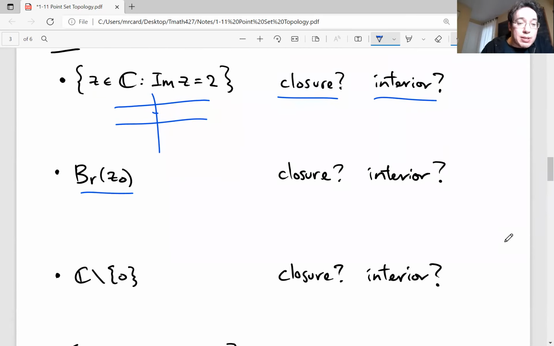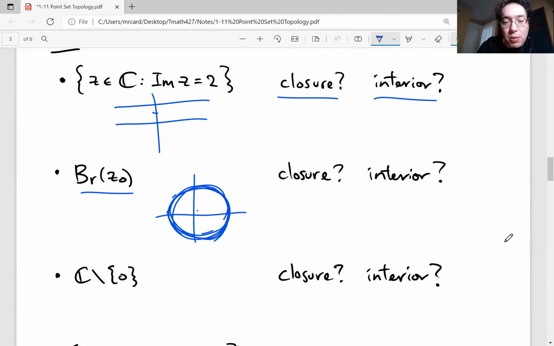Okay. Let's look at the disk. If you look at a disk, the closure will include the circle on the radius. It includes the boundary. So it'll sometimes be called a closed disk if you look at the closure of it. The interior of the ball is the ball itself, because it's already an open set. Every point is already an interior point. So the interior of the open set is itself.